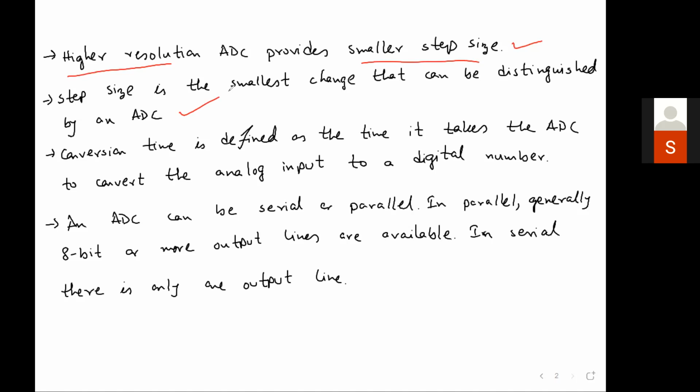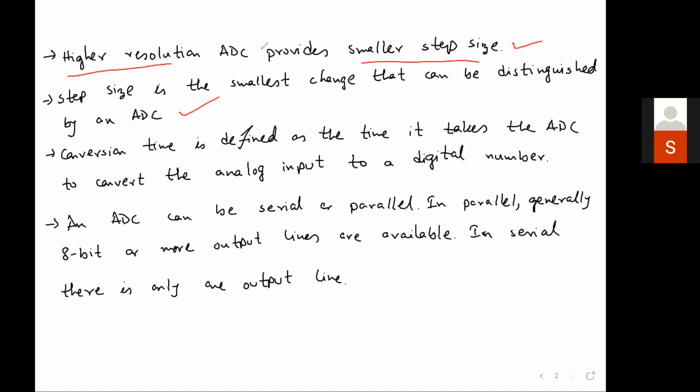So if we have two ADCs, say one is an 8-bit ADC and another is a 16-bit ADC, and if we want to find out which one is more efficient, definitely the answer will be the 16-bit ADC, because it can detect change in a much smaller magnitude in comparison to the 8-bit ADC. We will see more examples related to this step size and resolution in a little bit.